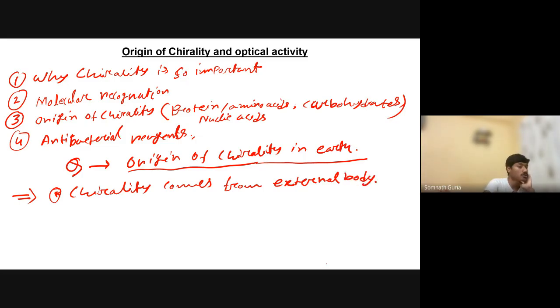Okay, so what is the proof of that? Why are we saying that this chirality comes from an external body? One proof is the Murchison meteoroid. The proof that this chirality comes from an external body is the Murchison meteoroid.